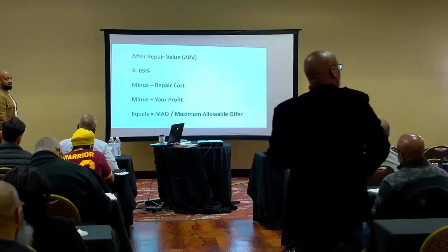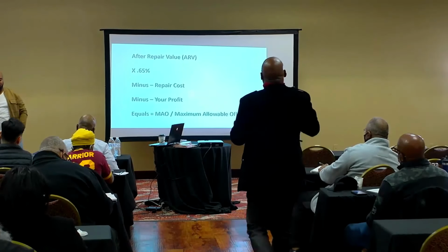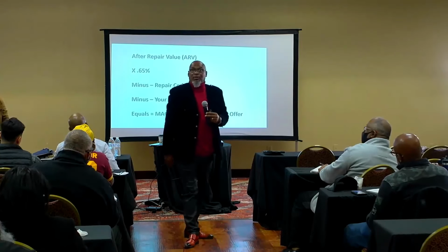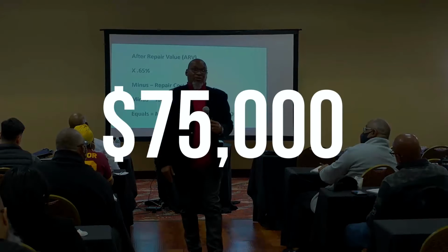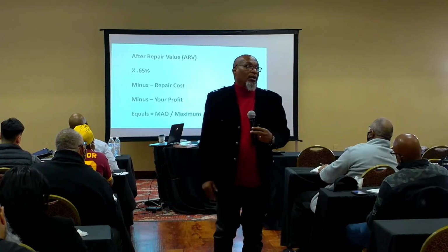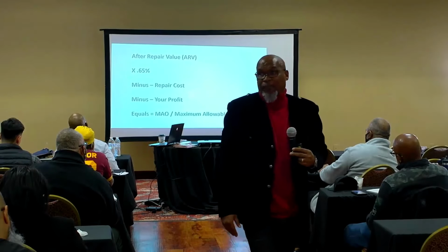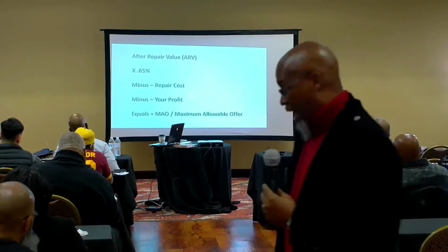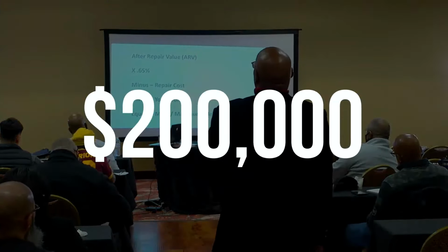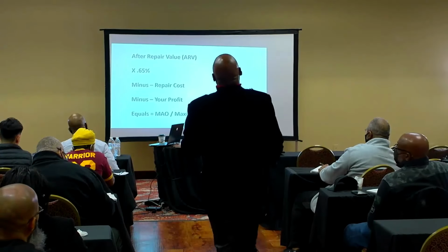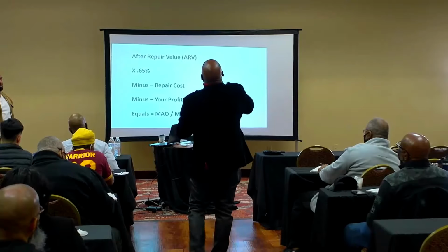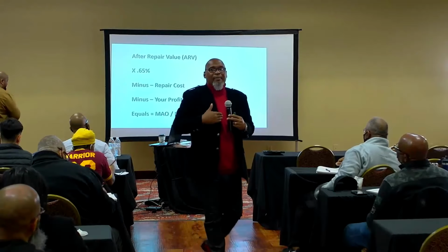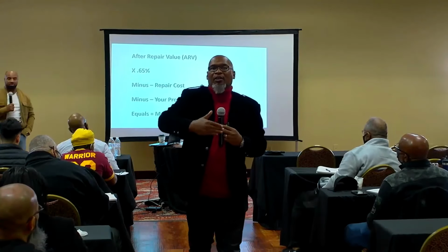Minus your repairs, minus your profit. And the way I do it is, if I have a property that is an ARV of $500,000, I better put at least $75,000 in my pocket or more. If I'm at $800,000, I better put $125,000 in my pocket or more. If I'm at $1 million, I better be close to $200,000 in profit or more. So I'm using the profit that the rehabber should make to determine how much I'm going to give that seller to make that deal work.